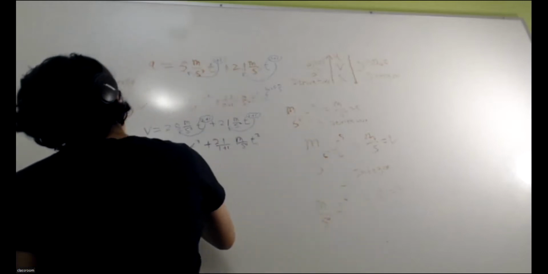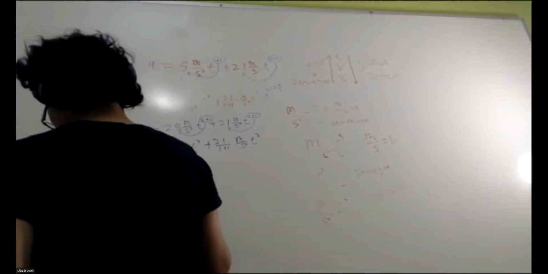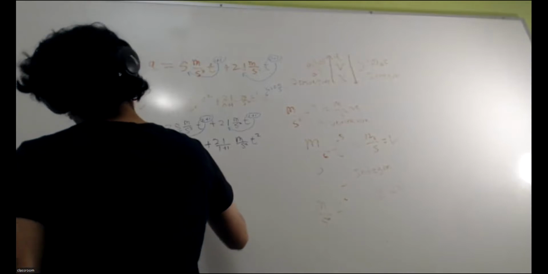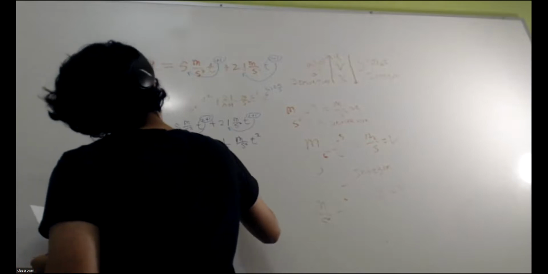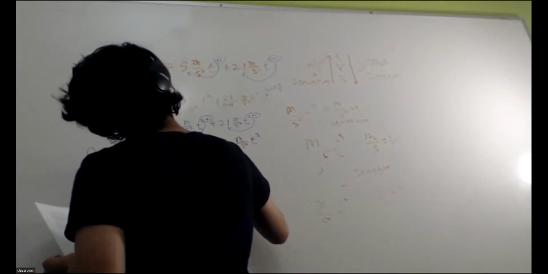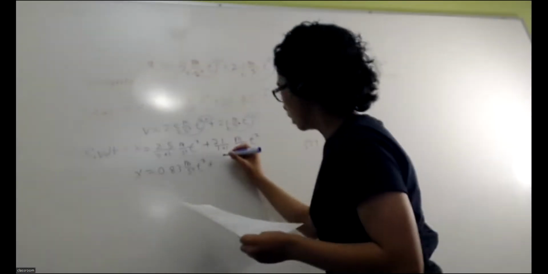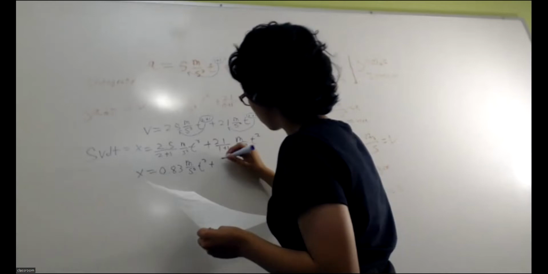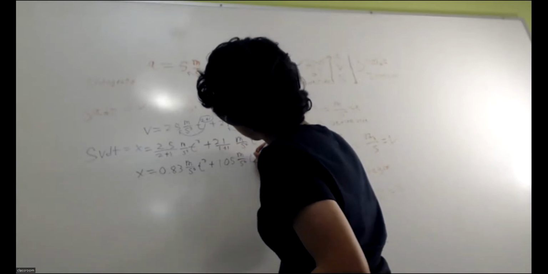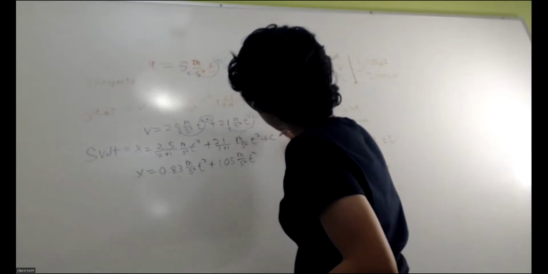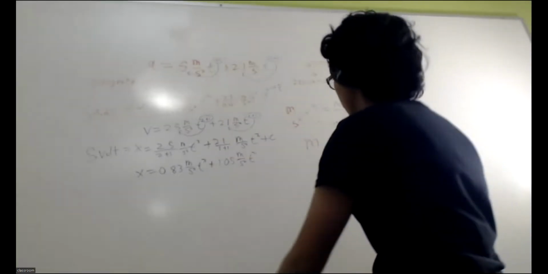Right, and then if we simplify that, then x is equal to 0.83 meters over seconds cubed, t to the third power. Those cancel out to be meters. Then 2.1/2 is 1.05 meters over second squared, t squared, plus c. And we can assume that x naught is 0, so we're going to just do that out.